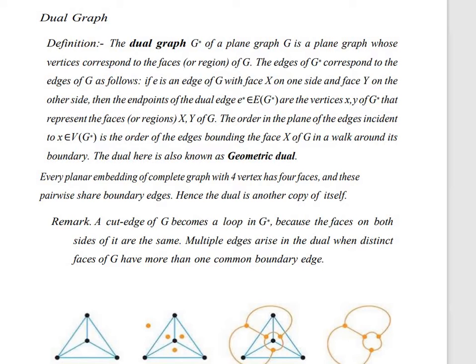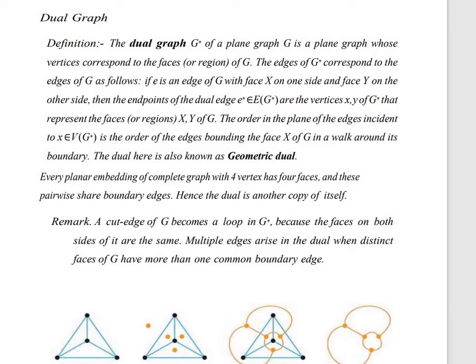The order in the plane of the edges incident to X, an element of the vertex set of G star, is the order of the edges bounding the face X of the graph G in a walk around its boundary. The dual here is also known as the geometric dual. Every planar embedding of the complete graph with 4 vertices has 4 faces, and these pairwise share boundary edges. Hence, the dual is another copy of itself.